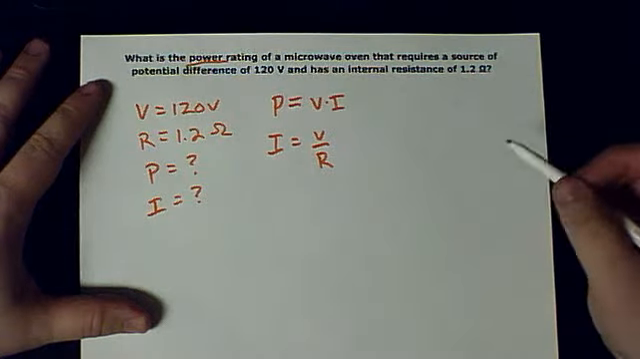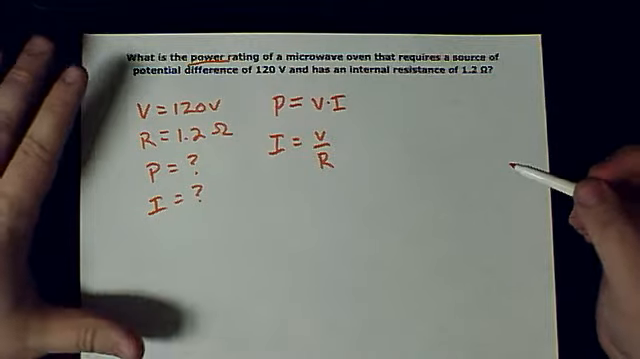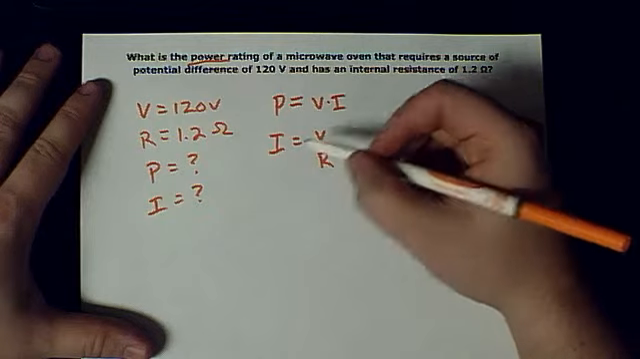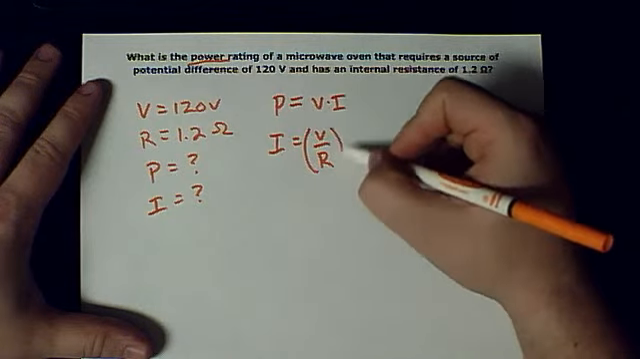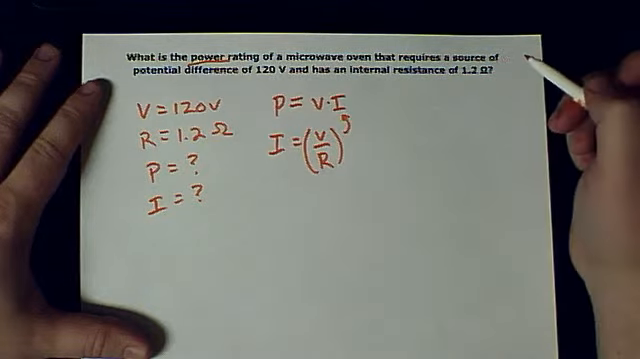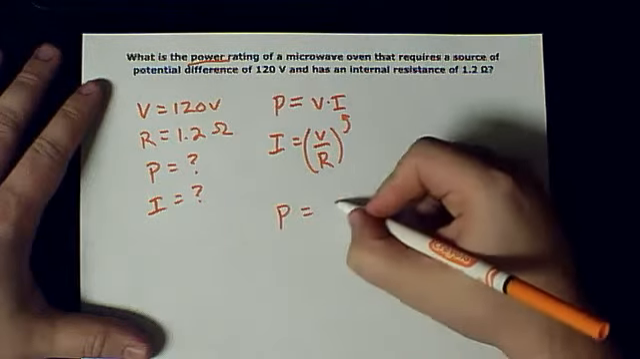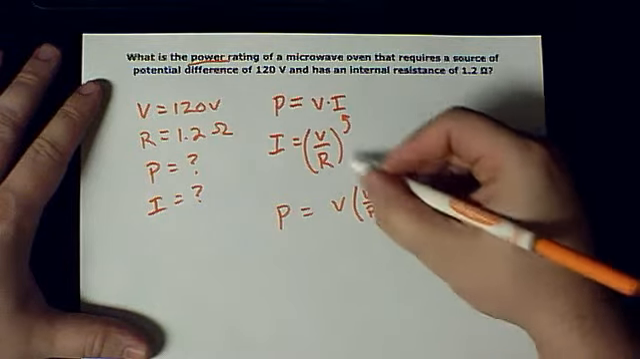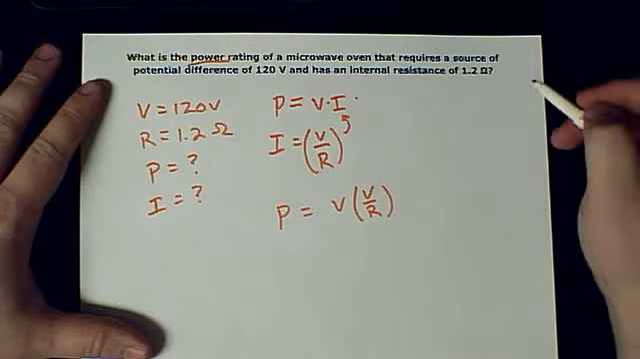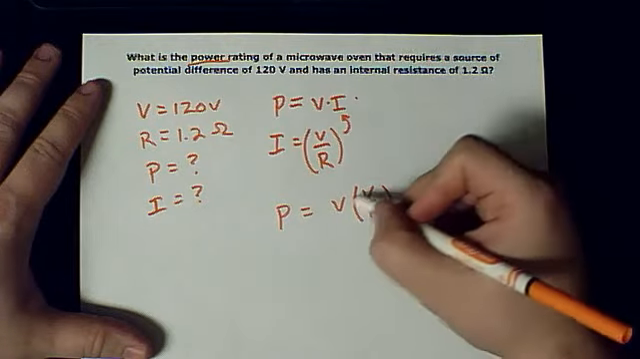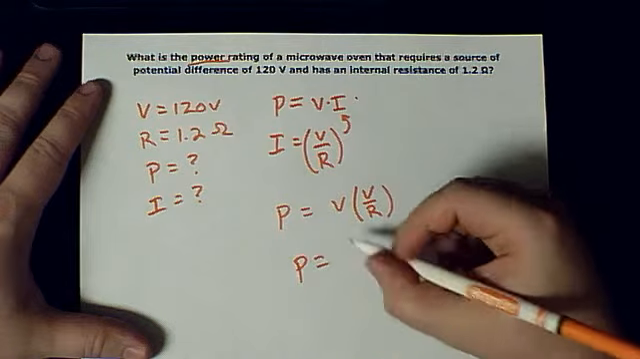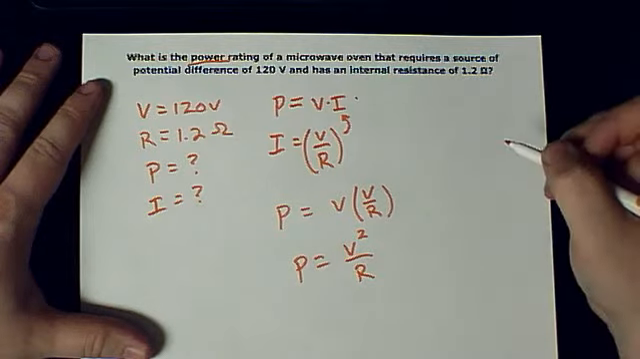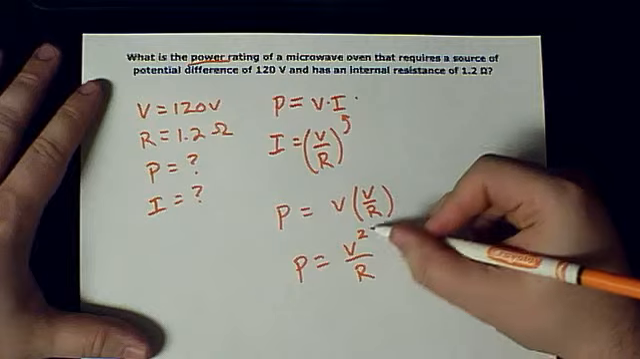So what I'm going to do, instead of solving for something and rounding off and potentially getting things wrong in my calculator, is I'm going to simply take this and plug it in for I right there. So that means my power is my voltage times the voltage divided by the resistance, because voltage divided by resistance is your current. Now if I have V times V, that means my power is my voltage squared divided by my resistance, because V times V is V squared.